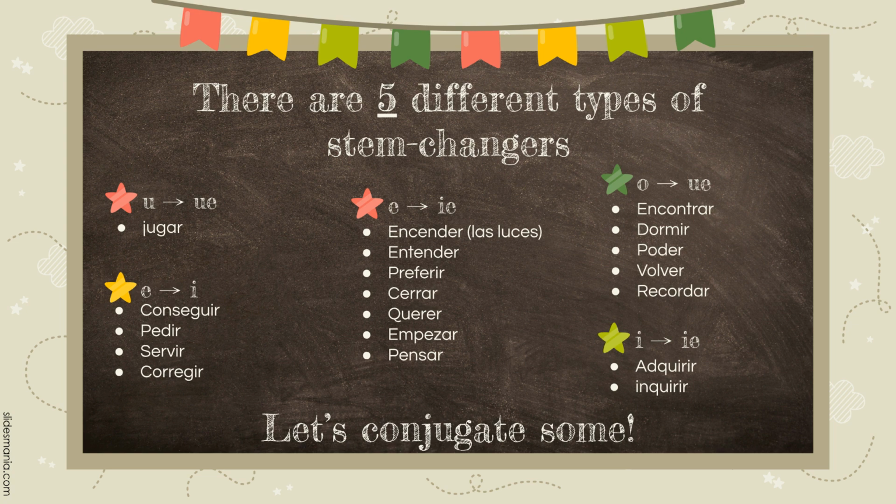For the present tense, there are 5 different types of stem changers. These are only a few of the verbs that fit into each category, and unfortunately, there's not necessarily a pattern or way of knowing which verbs will stem change. It's just something that will come with time and practice.